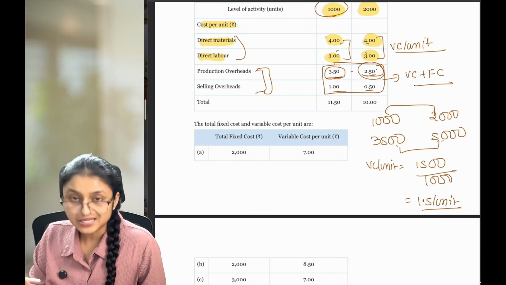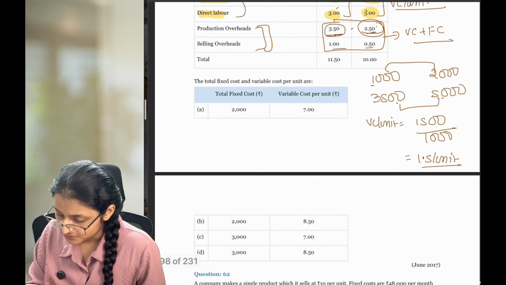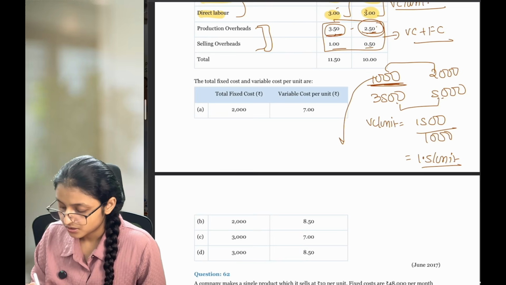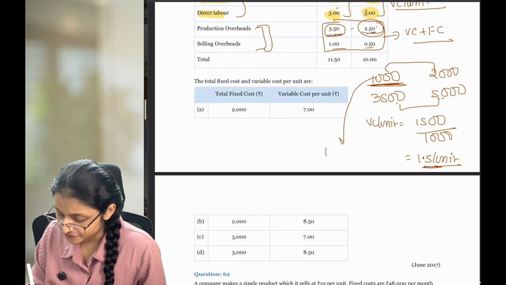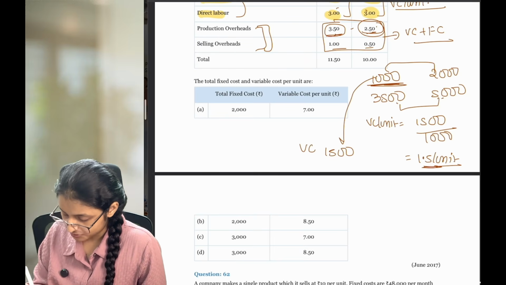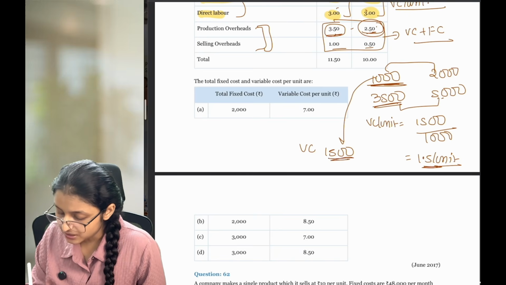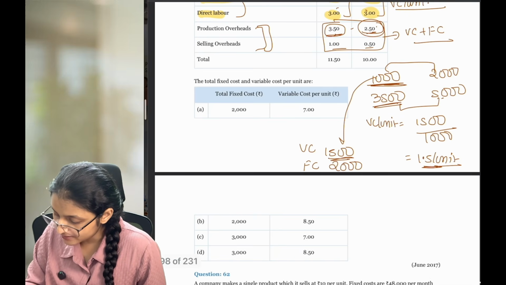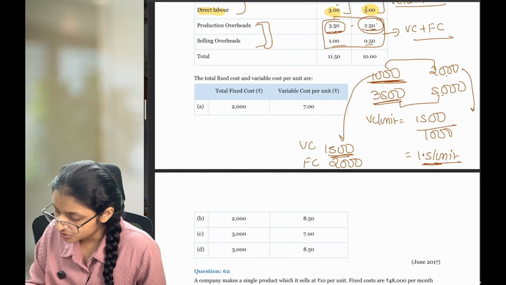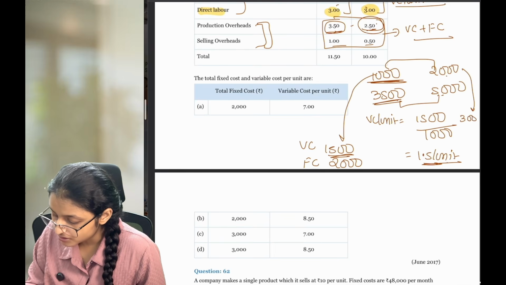After knowing this, you can very easily calculate the fixed cost. So I'm calculating for this particular units. 1000 units into 1.5 will give you 1500 as the variable cost. So out of 3500, 1500 is variable. That means fixed cost is 2000. Similarly, I can calculate for these units. 2000 into 1.5 will give you the variable cost, which is 3000.